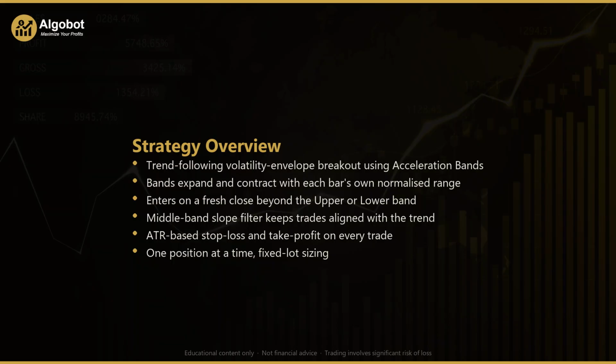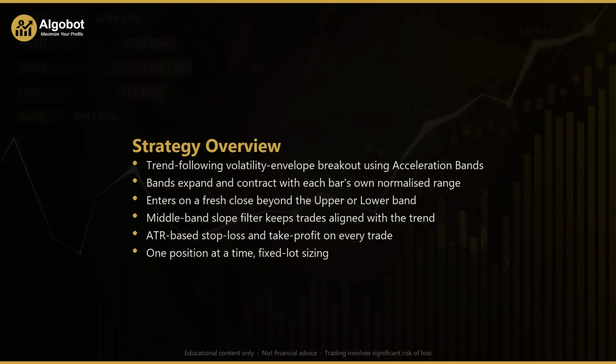What makes these bands distinctive is that they are not a fixed width channel. Each band is built from every bar's own normalized range, so the envelope expands when the market becomes volatile and contracts when it calms down. In effect, the bands breathe with the market. This matters because it means the strategy only flags a breakout when price genuinely accelerates beyond what recent expansion can account for, rather than every time price wanders a little outside a static line.